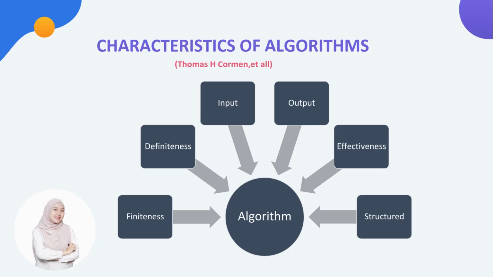Let's see the key characteristics of a good algorithm according to Thomas H. Cormen. A good algorithm must have input, which is the data it receives, and output, which is the result it produces. It must also be effective, meaning every step is simple and executable, and structured, so the steps follow a clear and logical order. Another important characteristic is finiteness. The algorithm must eventually stop after a limited number of steps. And finally, the steps must have definiteness, meaning they are clear, precise, and unambiguous. These characteristics ensure that an algorithm works correctly, efficiently, and consistently.